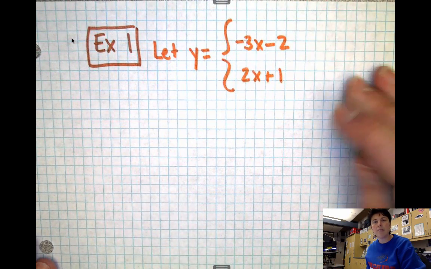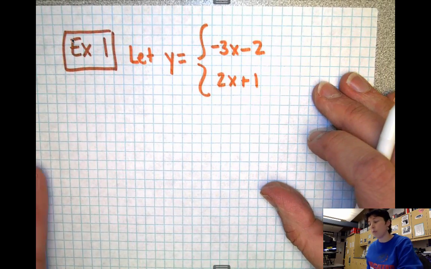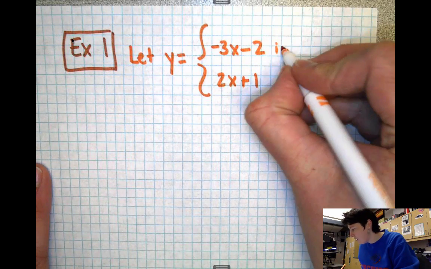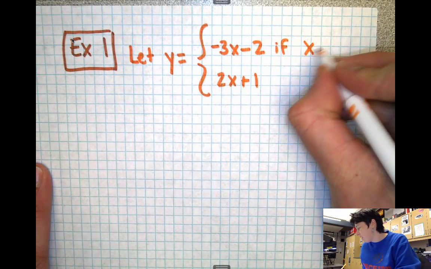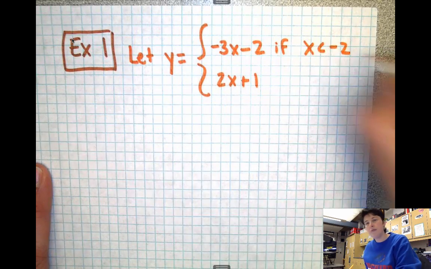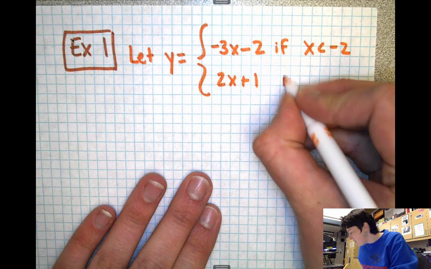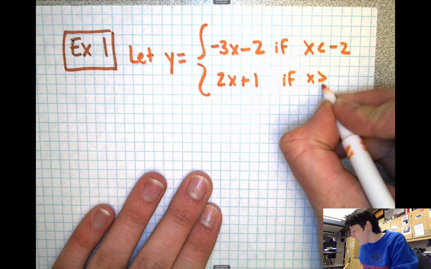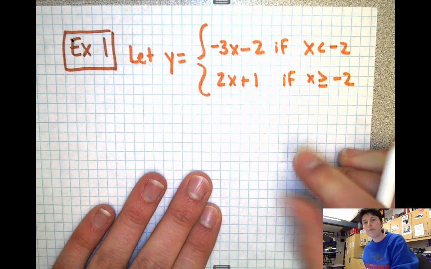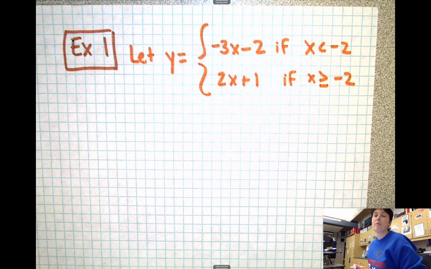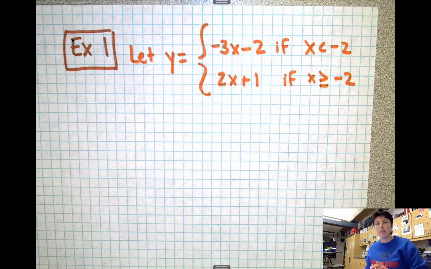But I'm going to add on some stipulations. I'm going to add on some rules. I'm going to say if x is less than negative 2, and I'm going to say if x is greater than or equal to negative 2. And now, in front of me, I have a piecewise function. This graph is going to be two lines pieced together. So now we got to figure out how do we actually do that.